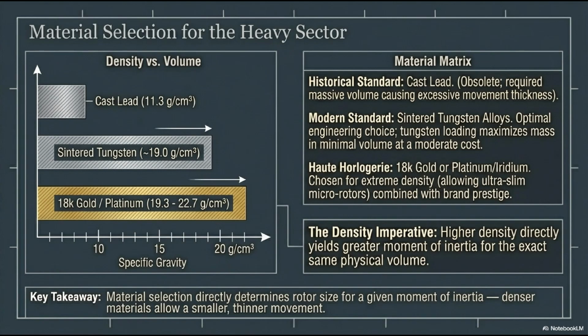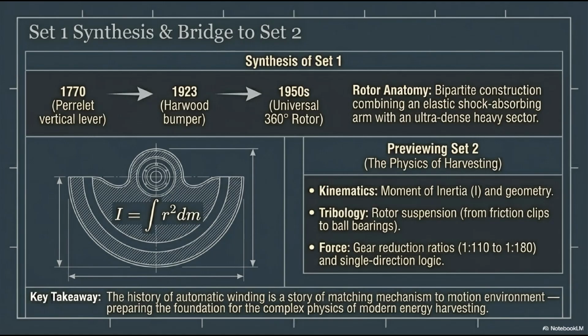Let's synthesize what we've covered in Set 1 before we bridge into the heavy physics of Set 2. We traced the history from Perrelet's 1770 vertical lever, through Harwood's 1923 bumper, arriving at the ultimate 1950s standard, the universal 360-degree, flush-integrated rotor. We dissected the rotor's anatomy, understanding it as a bipartite construction that elegantly combines a flexible, shock-absorbing elastic arm with an ultradense, gravitational heavy sector. The entire history of automatic winding has been a story of perfectly matching the mechanical architecture to the environmental motion of the human wrist. This structural foundation prepares us for Set 2, the physics of harvesting.